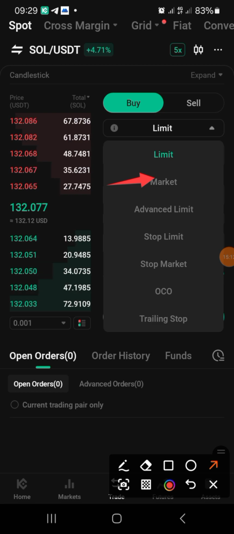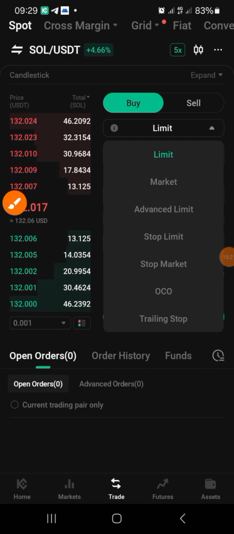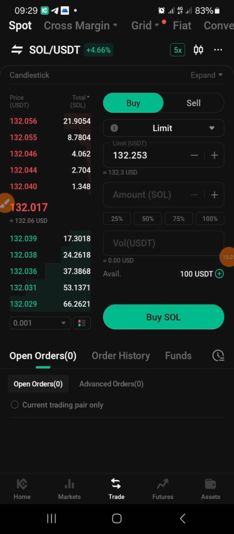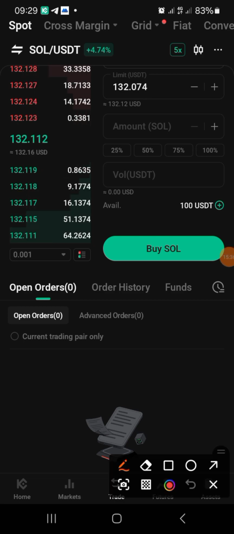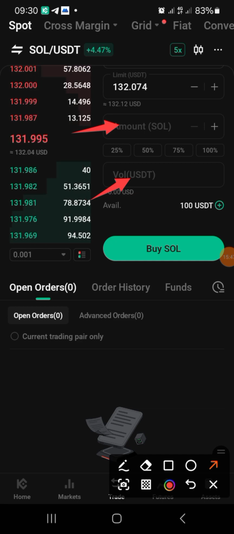Probably in my other tutorials, I'm going to explain them properly. For now, I think both of them do a good job. So let's use a limit. We are going to enter at this price, the current price. What is the amount of Solana we want to buy? That is where you're going to put it. What is the volume of USDT? I want to trade all of the 100 USDT. So I'm just going to put 100 USDT here, and that's all. I'm going to click 100%.